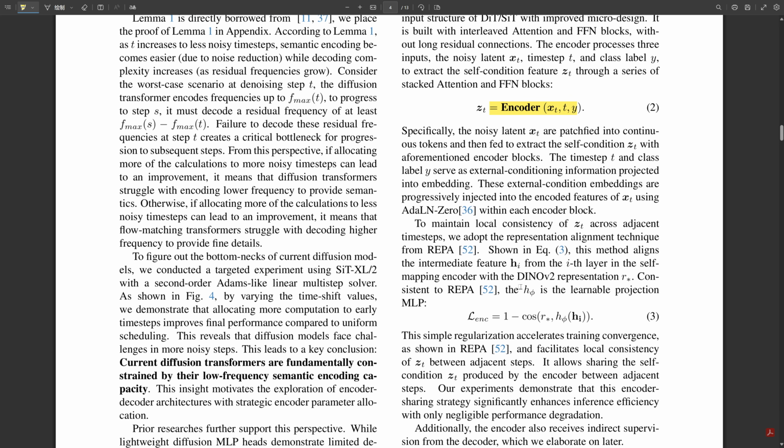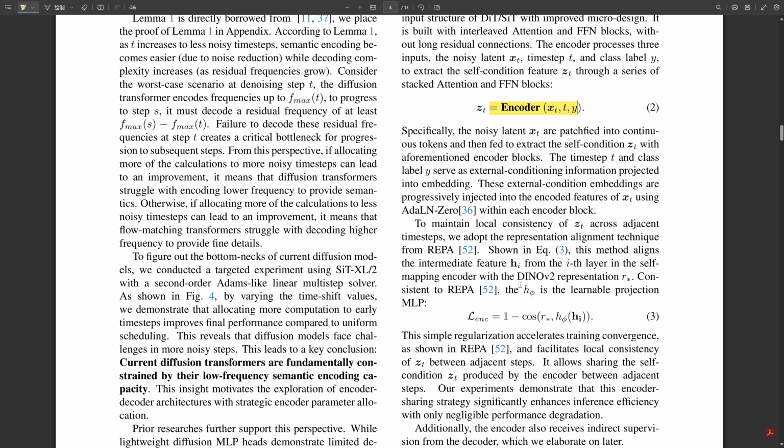Local consistency, meaning the semantic understanding stays relatively stable even as the noise changes slightly. Precisely. That stability is crucial for an optimization they introduce later for speeding up image generation. It enables something called encoder sharing. Okay, planting a seed for later. Got it. So the encoder figures out what's consistent.